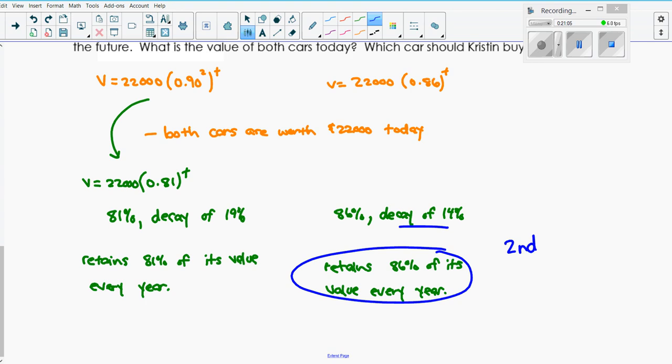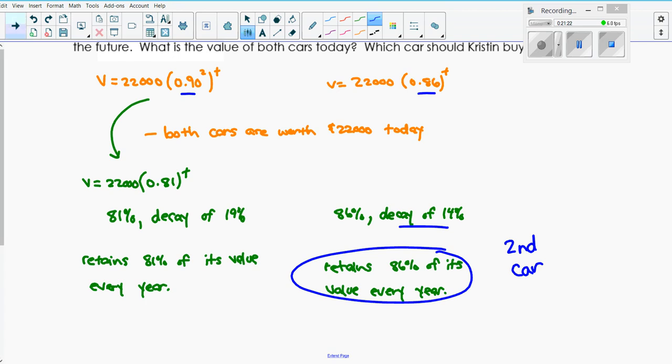Second car. Okay, so you should kind of see a theme here. The theme is that it looks deceiving. At first, this looked like a decay of 10% compared to a decay of 14%. But by simplifying this using rules of exponents, we can actually see its true value.